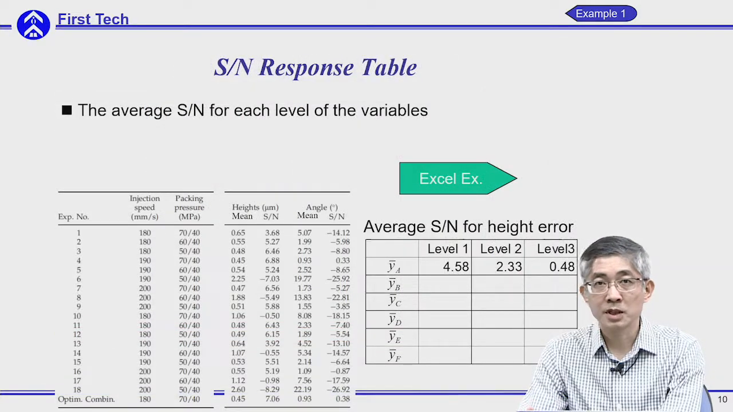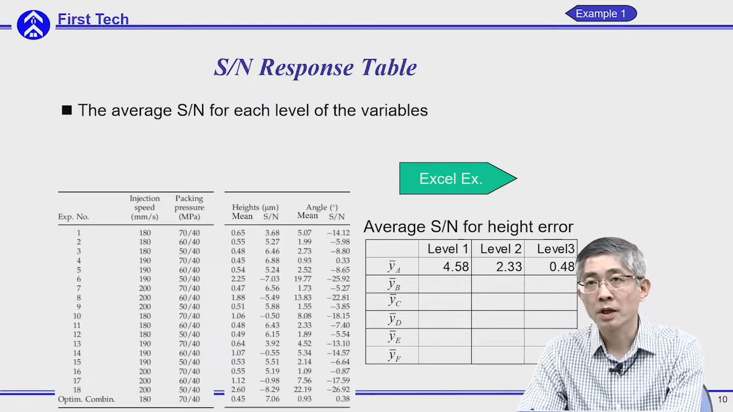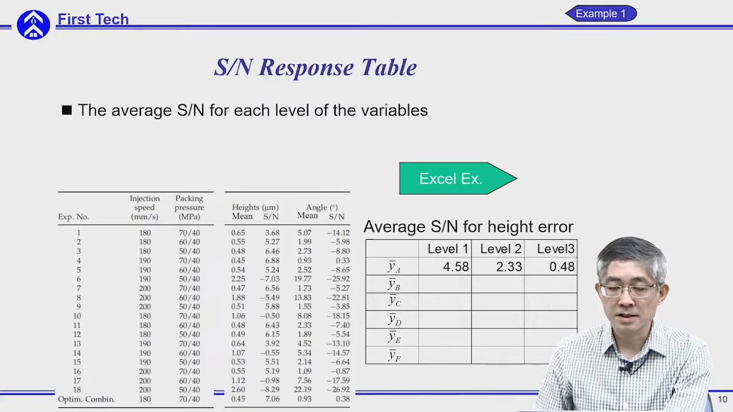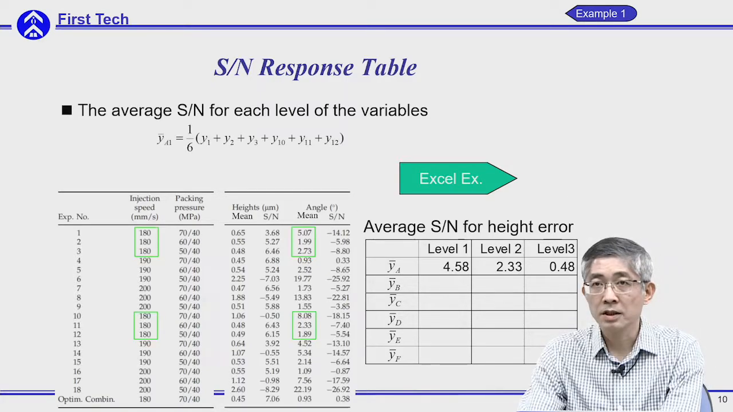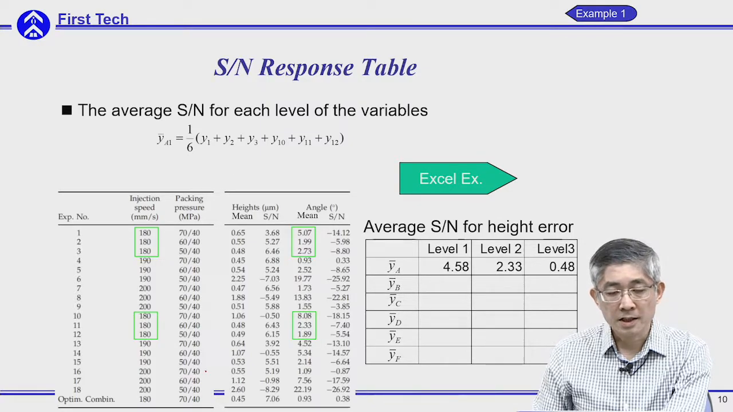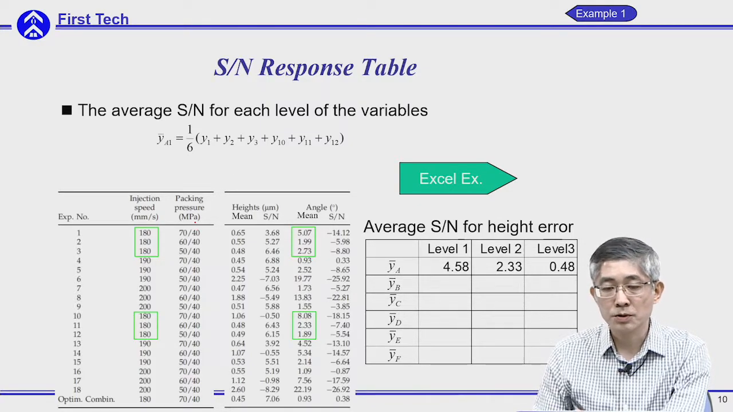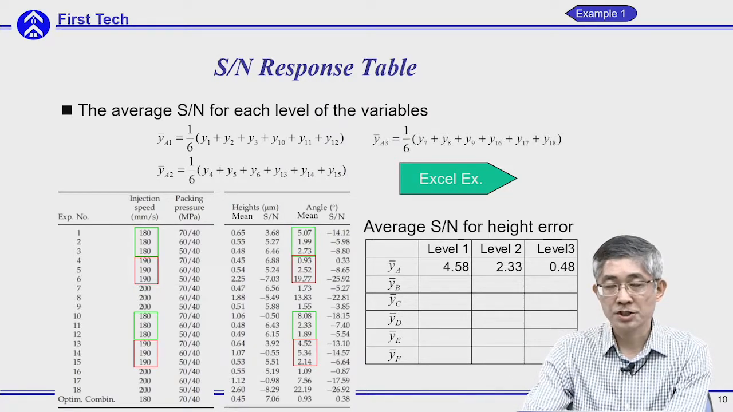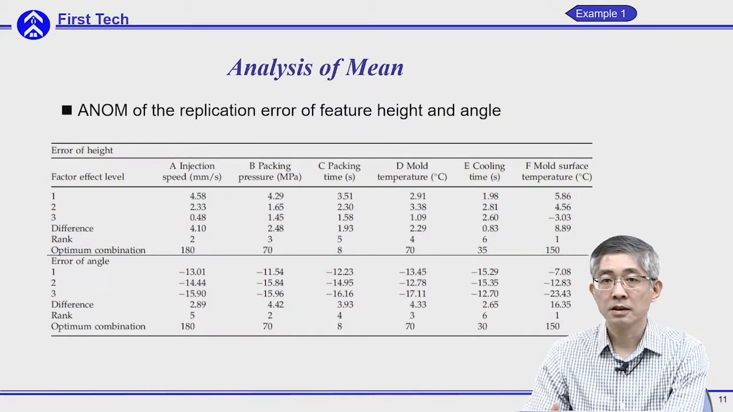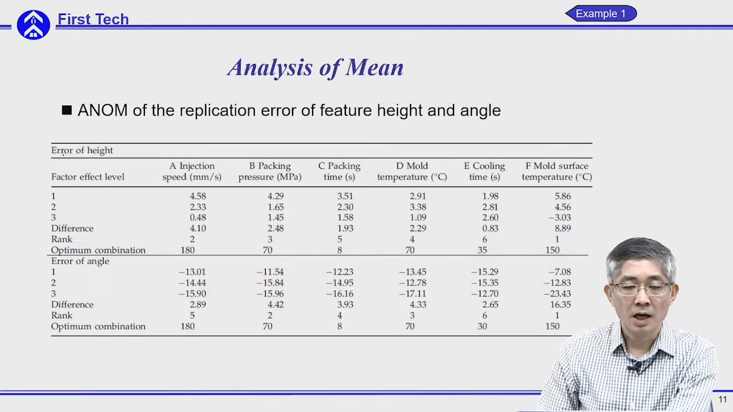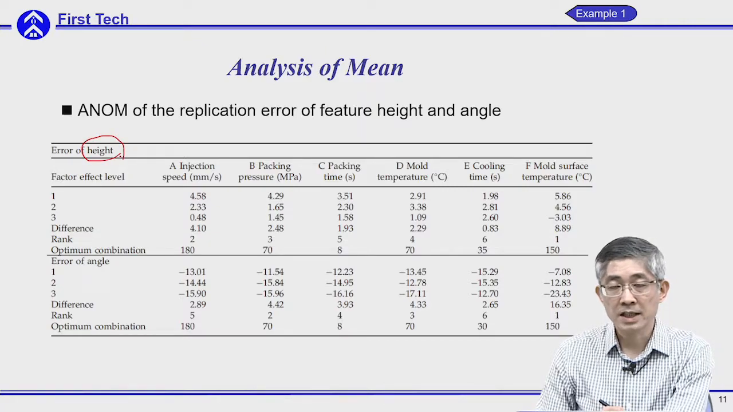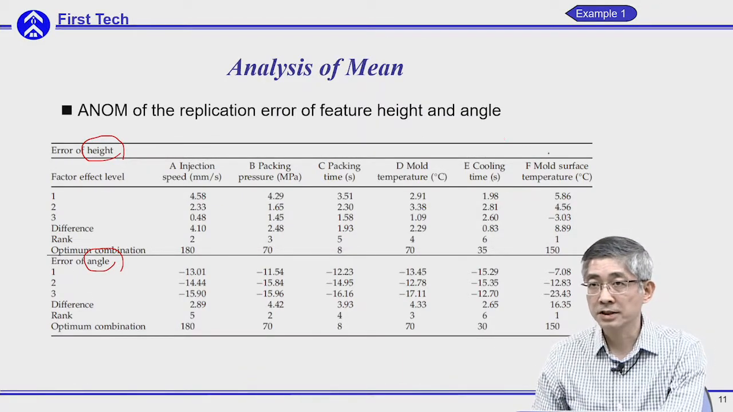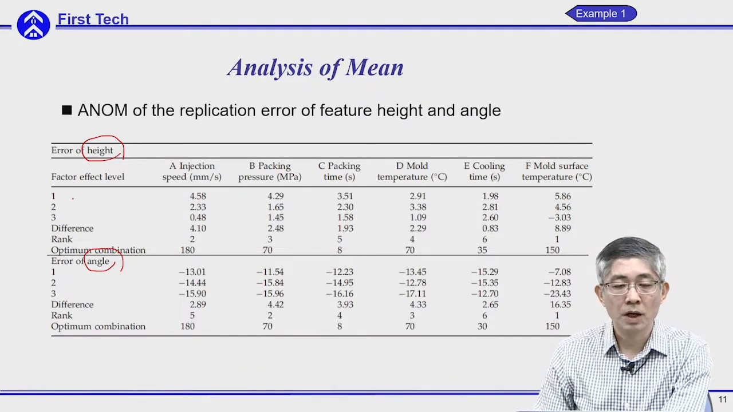Next step is very similar to our previous numerical example. We are doing analysis of mean. We can use Excel to assist us to find out what the response table is. Here, as you can see, there are 18 experiments, so there will be 6 experiments set at the first level. Same thing for second level and third level. Following the procedure, you can get a response table, and the result is shown over here. The upper part is the error of the V-cut height. The second one is the error of the angle. And these are the control factors, 6 control factors, and these are levels 1, 2, and 3.